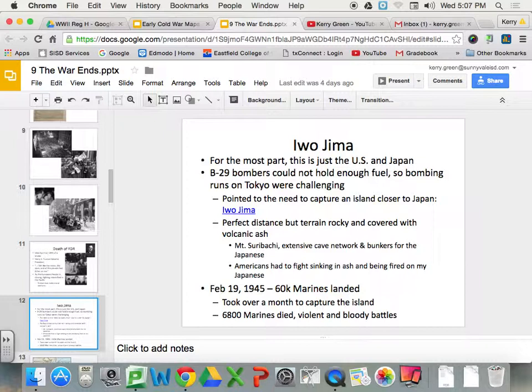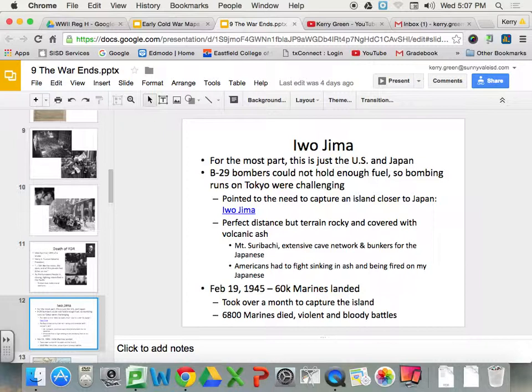One of the main battles that you need to know is that in preparation for the invasion of Japan, they need to increase their bombing campaigns. They need to drop heavy bombs. So they need the B-29 bombers, and so they need to get a closer Air Force base. Now, the island of Iwo Jima, which is very close to Japan, already had an air base on it, and so they're trying to capture Iwo Jima. And I've got a video clip here.